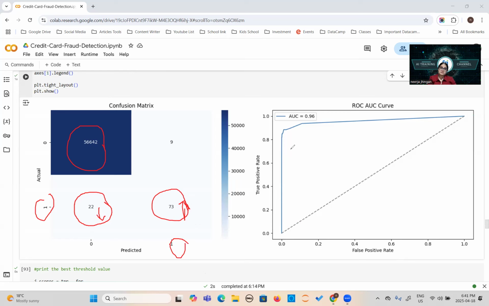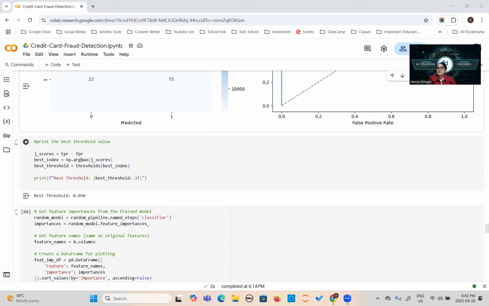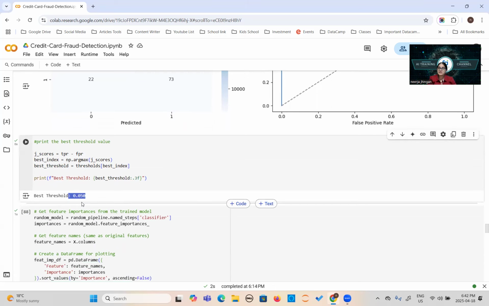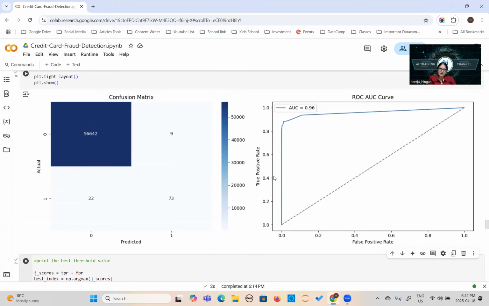So that's why your true positive rate is very high and your area under curve value is 96%, because it is starting from 0 to 100 and your threshold value is starting from here. Threshold value is calculated based on this. I will show you. TPR minus FPR, and it is the best threshold value. It is saying 0.050, so it must be around here. It is going to change here, a straight line, right?